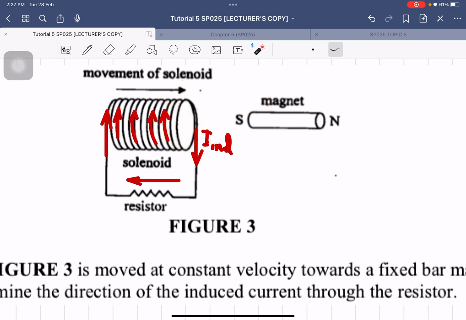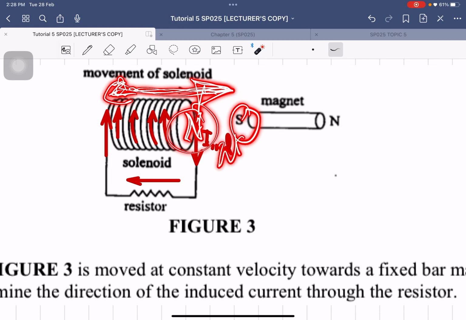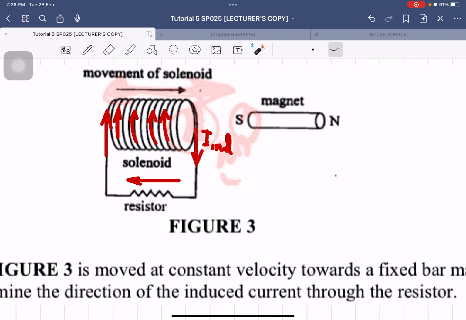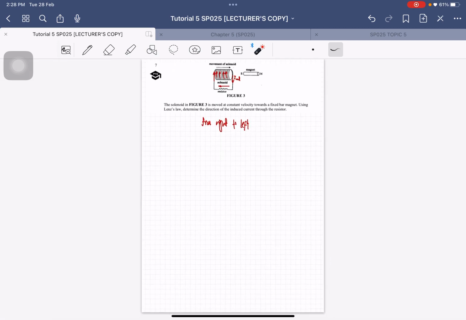But now if the movement of the solenoid, instead of going right, goes left instead, here you will put a north pole. Why? Because it also does not want to move to the left, it wants to stay there. So it will try to make it go to the right. So these two here will be an attractive force. So that is about Lenz's law. Alright, so that is on question number 7.